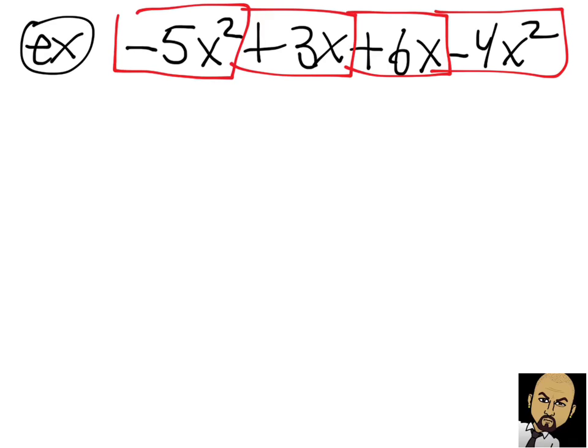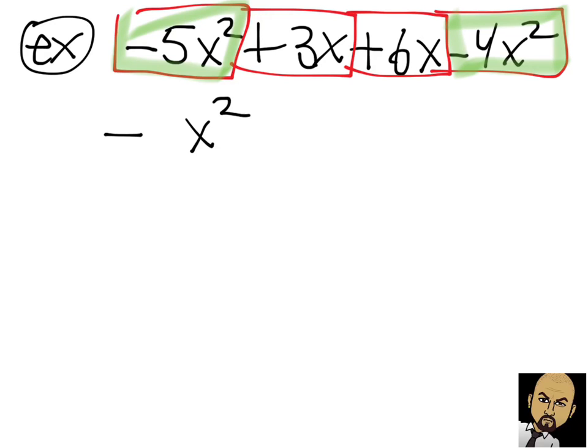Now I'm going to look at the first term. I have x squares. Let's take a look: did I box any other x squares? Yes, I did. So x squares minus x squares is going to give you x squares. Then you take your coefficient, which is the number that's multiplied by the variable. You've got negative 5 and negative 4. War, peace.